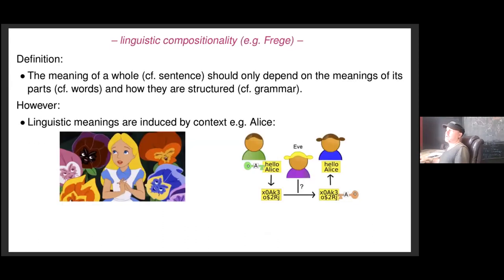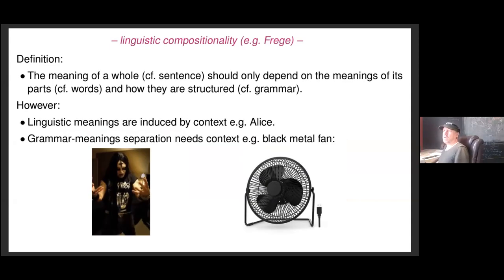So you need this context even sometimes of who is speaking to know what you're saying. So that's a problem with this bottom-up thinking, like if I know the meaning of the parts, I know the meaning of the whole, because here, this wouldn't work. It gets much worse. Here is an example, black metal fan. For those who don't know, black metal is a music genre. So black metal fan can be two completely different things.